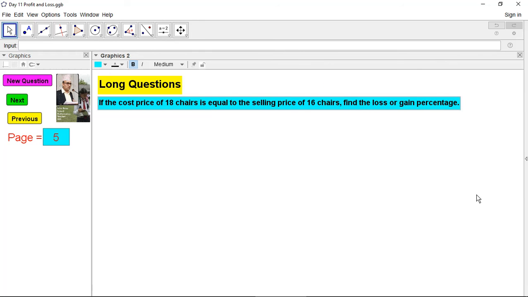I'll read the question. If the cost price of 18 chairs is equal to the selling price of 16 chairs, find the loss or gain percentage. I need quick answer, dear students. Who can give quick answer? Let me check. You can use any method. Just I need answer at this time. Profit or loss, or how much profit or loss goes to?